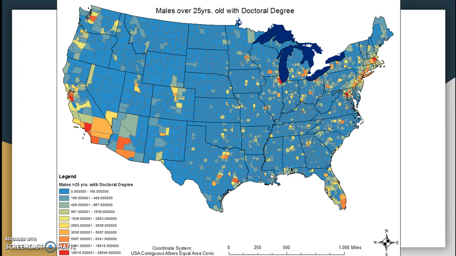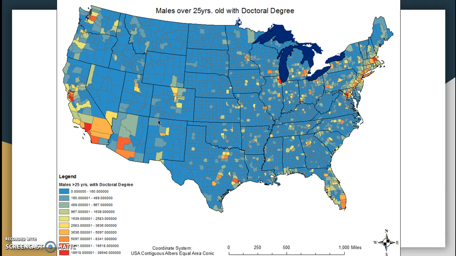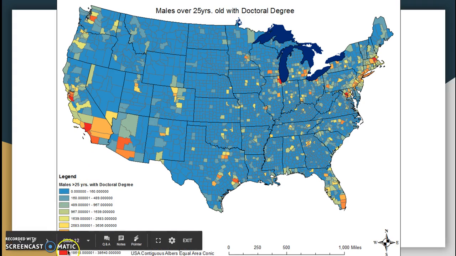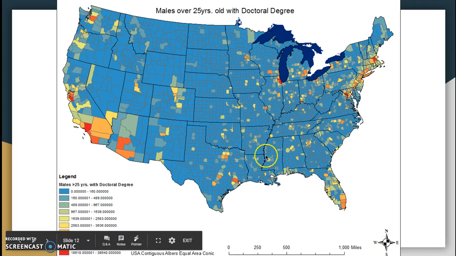Here's another thematic map. This one is focusing on males over 25 years old with doctoral degrees. So the color means something on the legend. Blue is hardly any doctoral people, and as you get further down the line with color, you can see that the number of people with doctoral degrees increases. So where we live, not a lot. Not a lot in the Midwest in general. You get a lot more on the coasts.